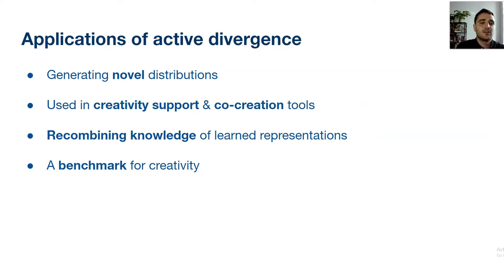We can see a lot of scope, and it already has been used in creativity support tools and in co-creation tools. Active divergence techniques allow us to recombine knowledge from learned representations and again adapt our models so that we can adapt them for domains where we don't necessarily have data. And we also think this could be a benchmark for creativity.